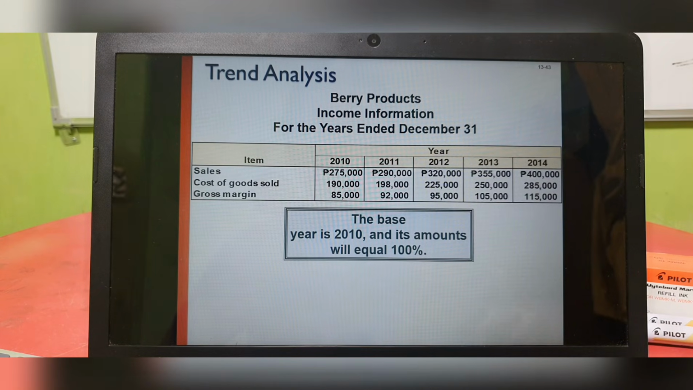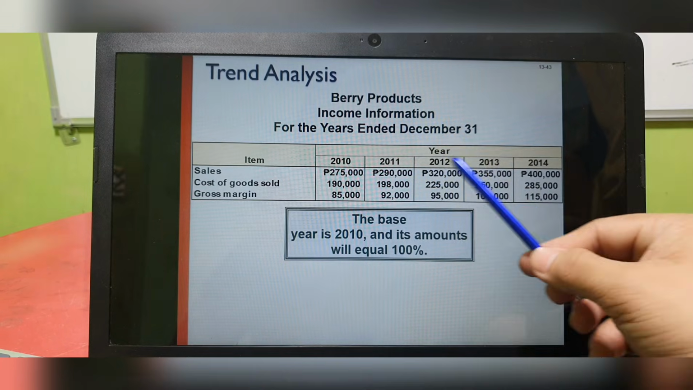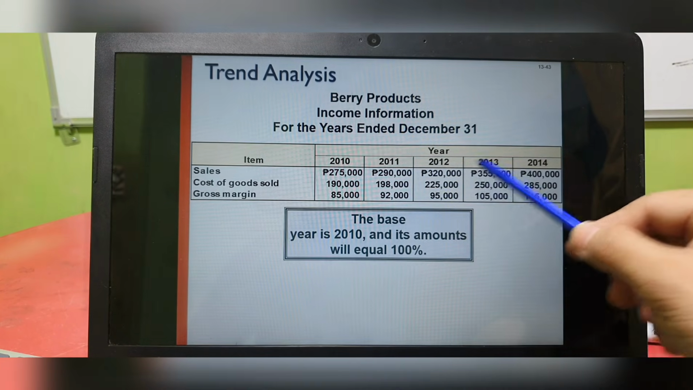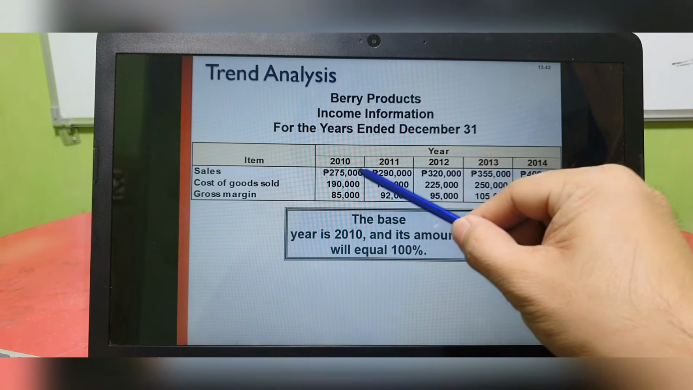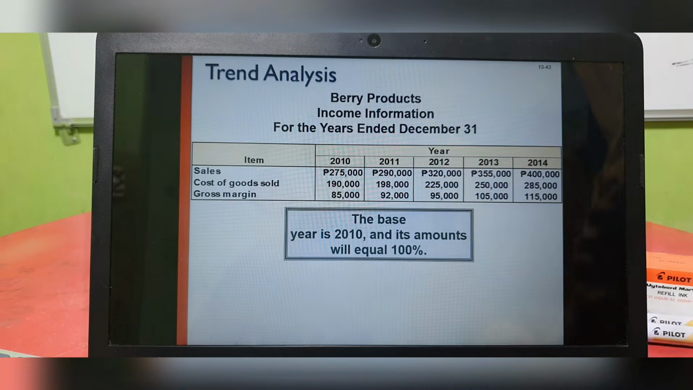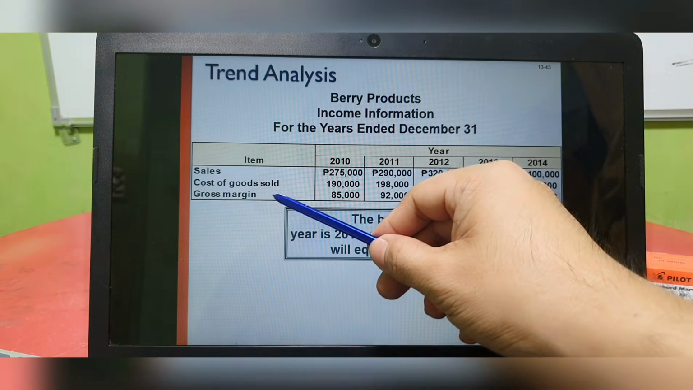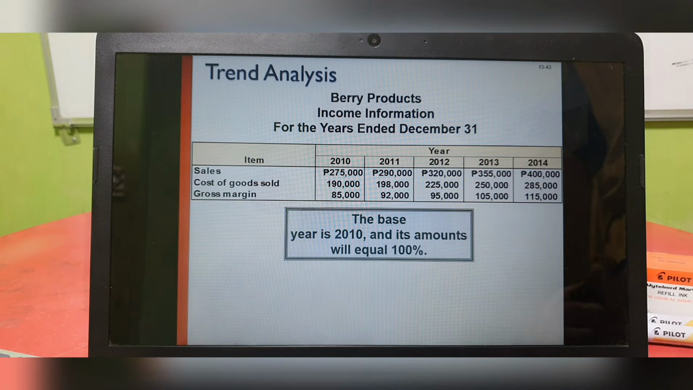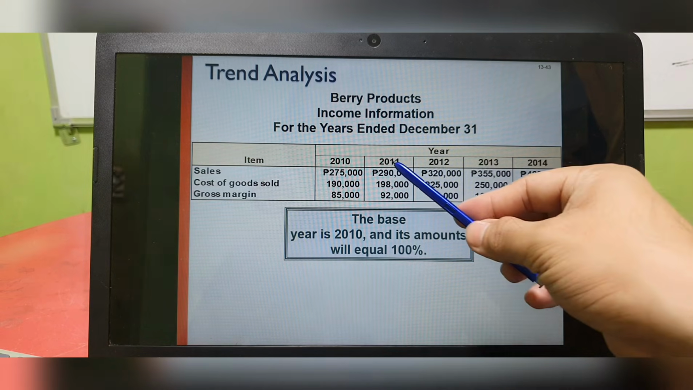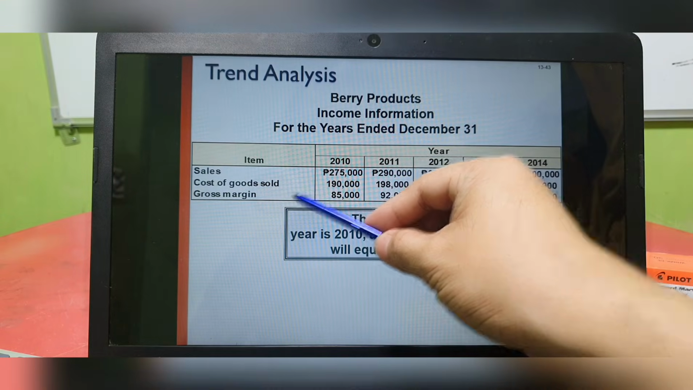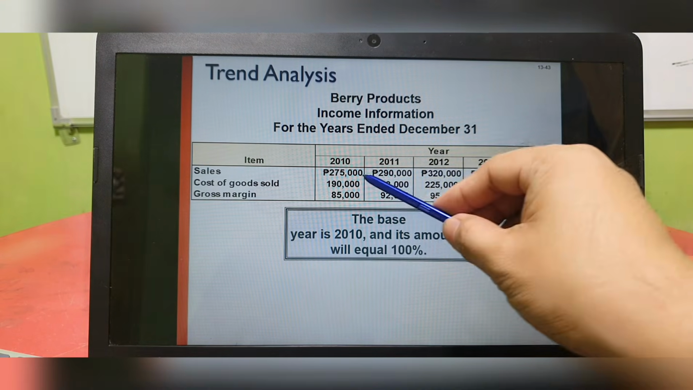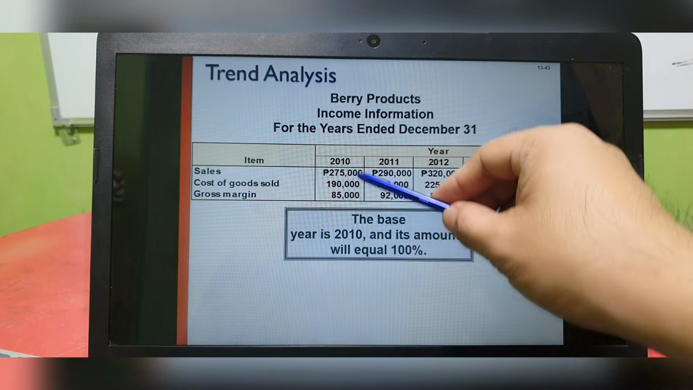So, ito yung data natin. For the years ended December 31, so there are 5 years involved. Tapos, ang base year natin is 2010. Okay? For sales, COGS, and gross margin. Ang tanong natin, ano ang percent change or ano yung trend percentage natin in 2011, 12, 13, and 14 in terms of sales, COGS, and gross margin. Ang 100% natin ay itong 2010.